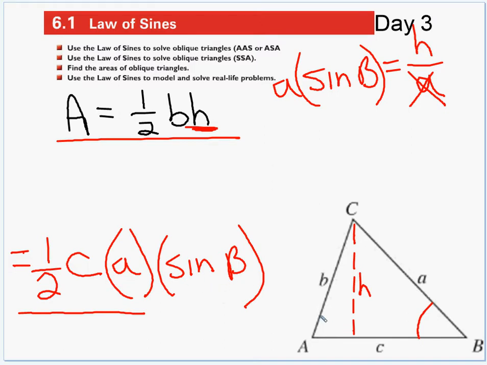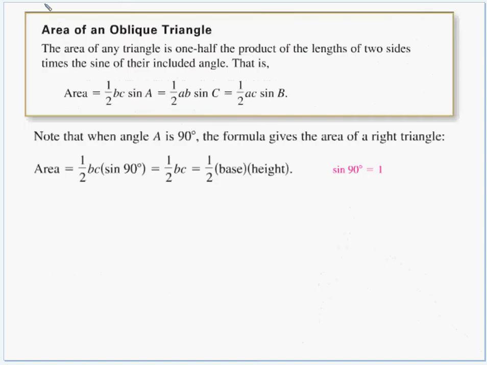We could have also done that from angle A's perspective, and also from angle C if we made the base of the triangle one of those other sides, A or B. So for the area, we actually have three formulas. The area of any oblique triangle is 1/2 the product of the lengths of the two sides times the sine of their included angle. That is, area is 1/2 BC sine A, or 1/2 AB sine C, or 1/2 AC sine B, depending on what angle you're working from.